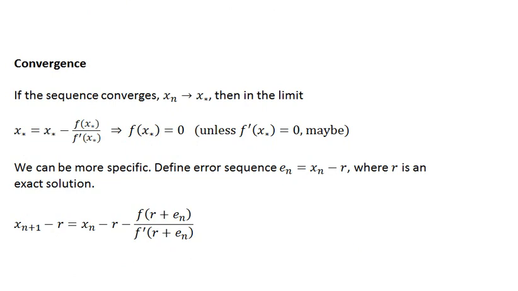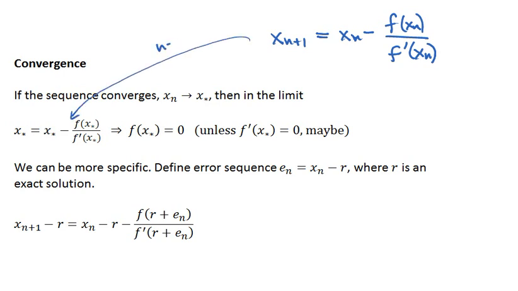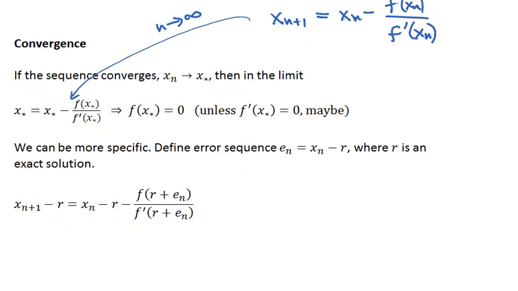So first of all, if we write down the iteration formula again, we notice that if the sequence does converge to a limit, call it x star, then if we let n go to infinity on both sides of this equation, we get this. And so, of course, x star subtracts off of both sides, and we conclude that f of x star must be 0. We could have a problem if that denominator is 0.